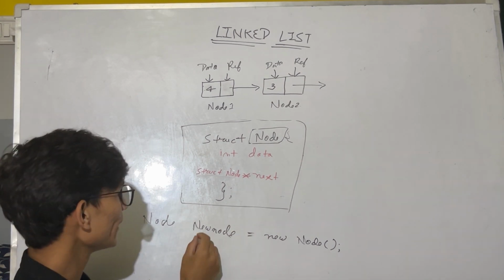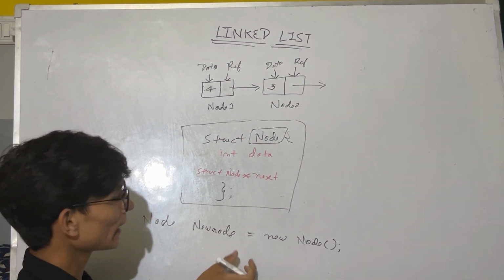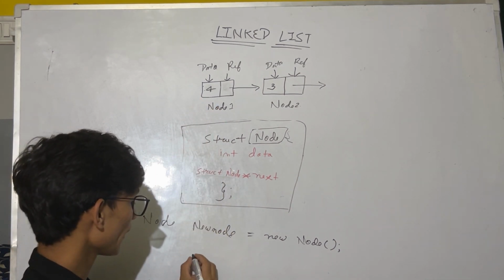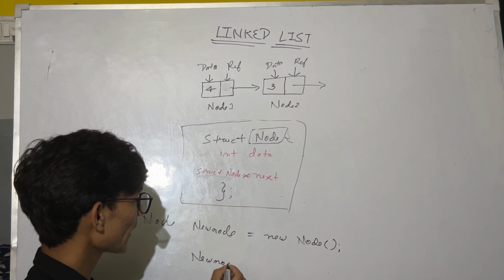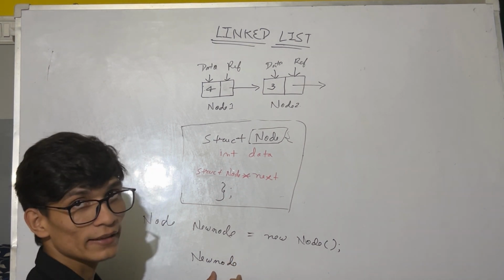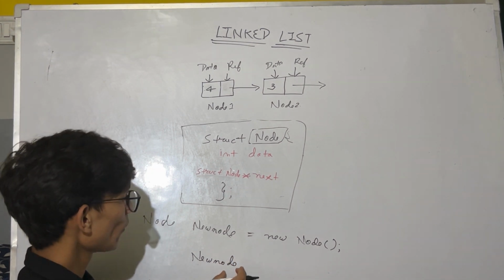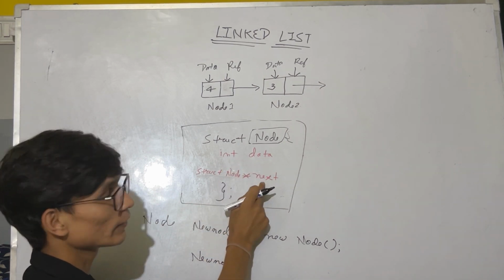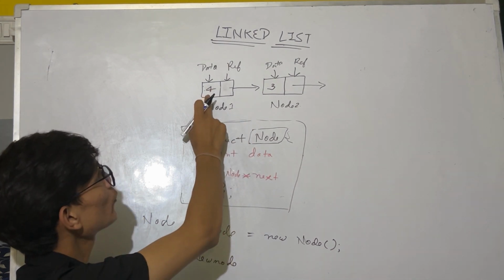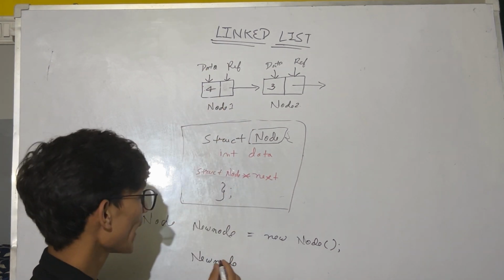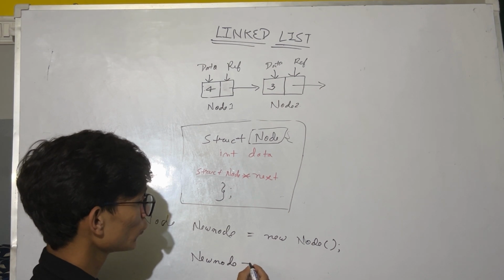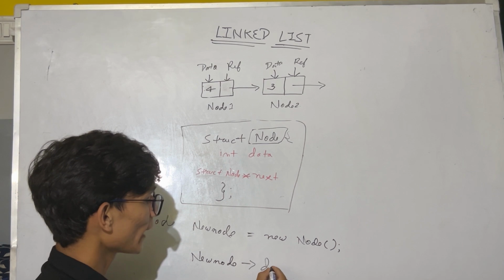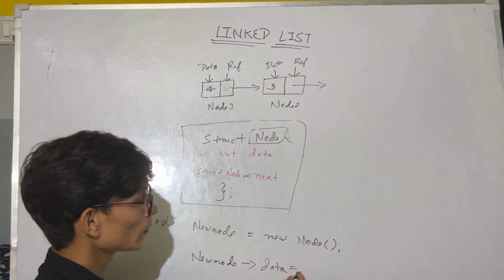Then we can store data inside this node. Suppose in the first node we have 4, so we are assuming that it is our first node, and inside that we have to store the integer 4. There are two parts inside this node. The first one is data and the other one is the reference pointer. So we have to store 4 inside the data part. We have to access the data part of the new node, which we can do with the help of this pointer, and then we write new node of data equals to 4.